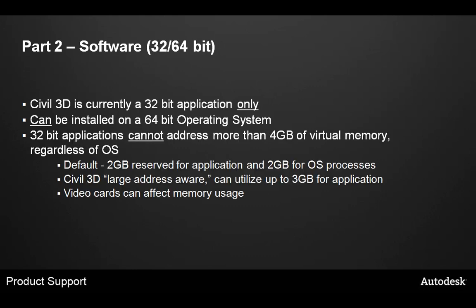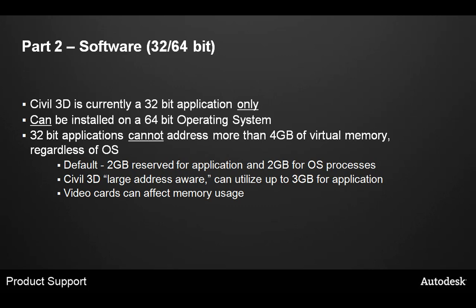Now, one thing to remember is that a 32-bit application cannot address more than 4 gigabytes of virtual memory, regardless of whether it's a 32 or a 64-bit operating system. Now the default, and this is the default for a 32-bit operating system, normally out of the box, when you just run things without configuring or tweaking anything, 2 gigabytes of virtual memory will be for the application to run, and 2 gigabytes will be reserved for operating system processes that have to occur while the application is running.